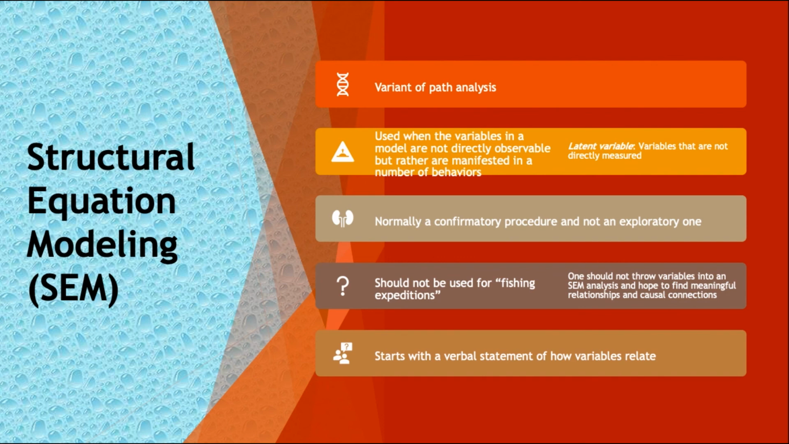Developing a model for SEM analysis starts with a verbal statement of how variables relate, for example according to a theory. Next, you draw out a model using boxes, ovals, and arrows. Boxes represent measured variables. Their names are written inside the boxes. Ovals denote latent variables. Arrows specify the relationships among the variables: straight arrows for causal relationships and curved arrows for correlational relationships.